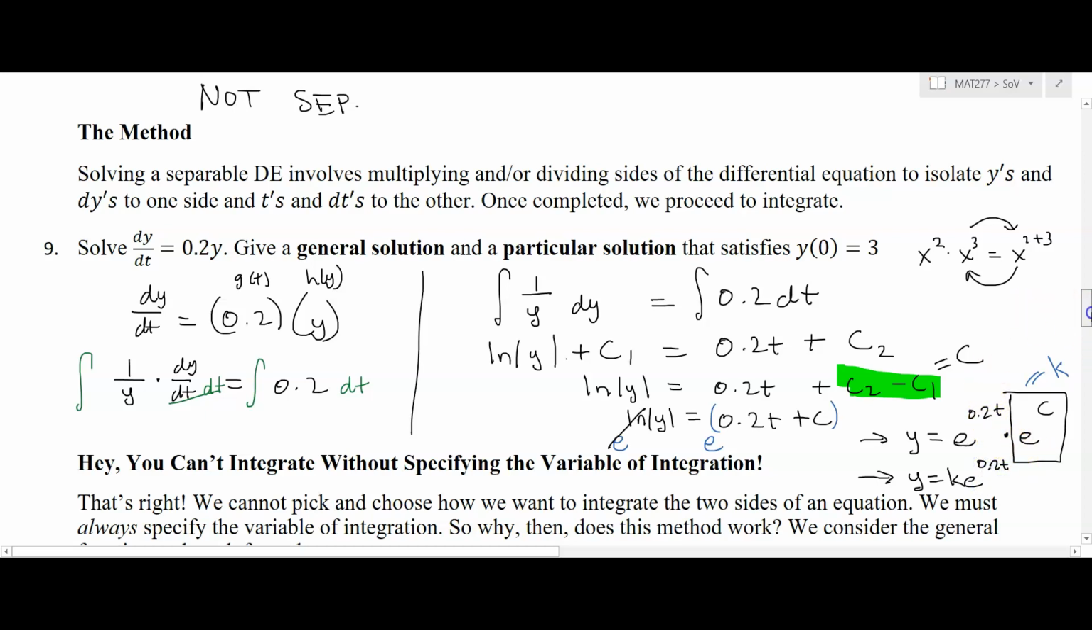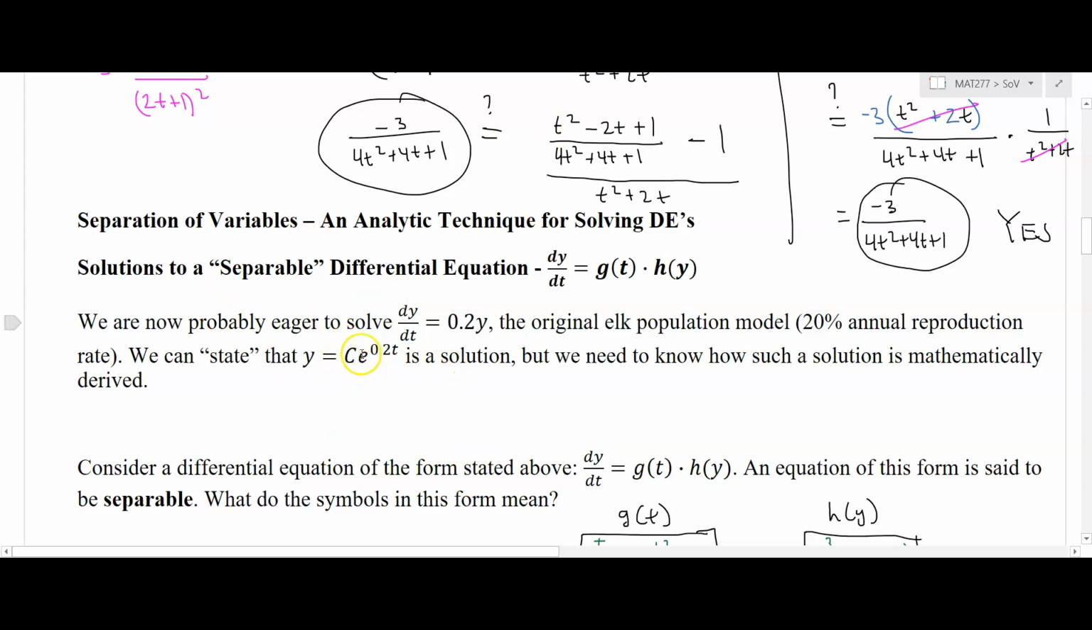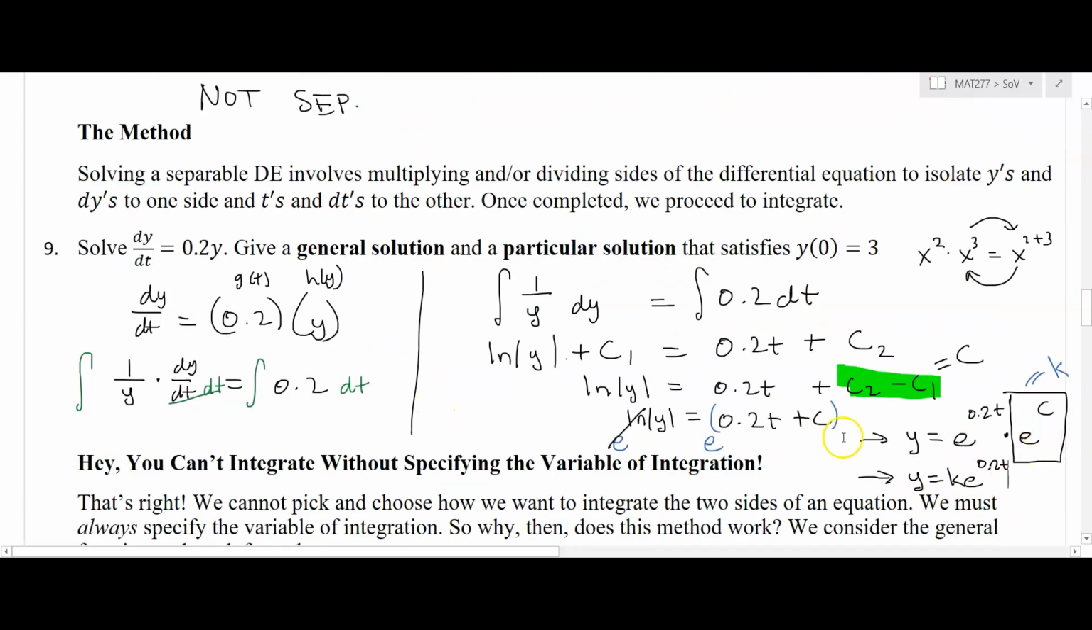And that actually agrees with what claim I made back up here, which is that if you solve this guy, you get some arbitrary constant times e to the 0.2t. We ended up having a k there, but we could have called it c.